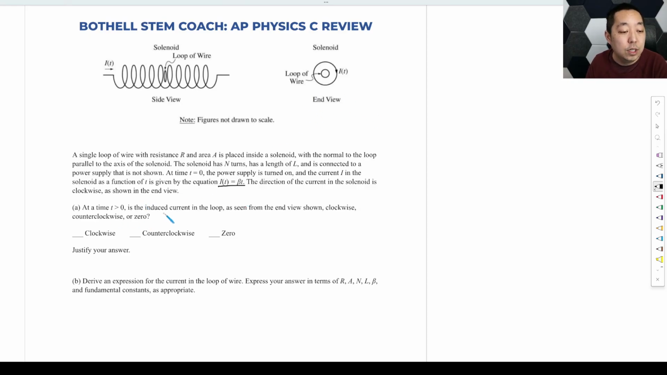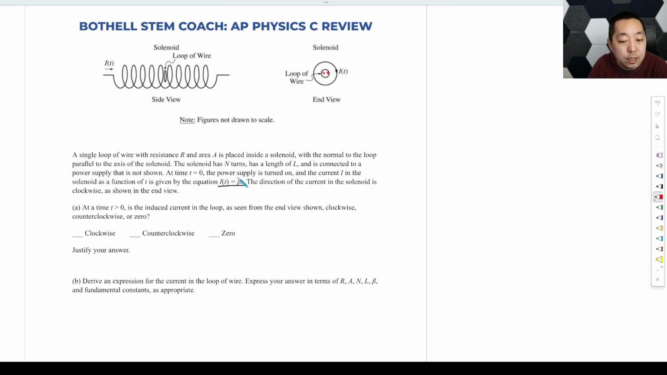At time t greater than 0, is the induced current in the loop, as seen from the N view shown, clockwise, counterclockwise, or 0? So we need to think about which way is the flux. The current's going this way, looking clockwise here. Let's do our right hand rule. We need to first identify which way is the flux, and then think about how the flux is changing. This current on the outside is creating a magnetic field, and you can either use Biot-Savart or just the right hand rule. My thumb is down, it's going to go clockwise like this, and in all cases around that loop, my fingers point into the page, so we know that the flux is into the page here. That's the direction of the magnetic field from the external wire.